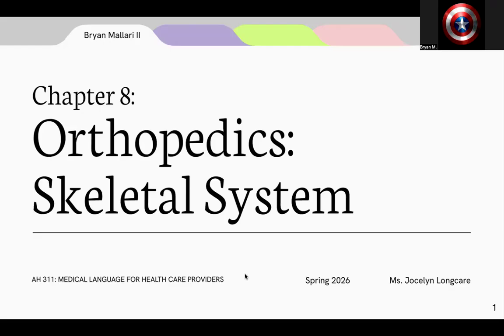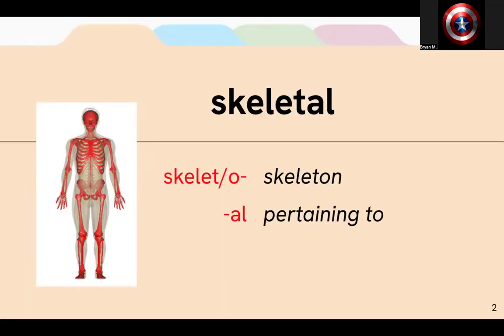All right. Hi, I'm Brian, and my presentation is about Chapter 8, Orthopedics Skeletal System. I will be discussing mostly the bones of the head, but we'll start with skeletal, from the Greek word skeletos, meaning dried up or dried body, and the suffix al, which means pertaining or relating to, which will come up in the next few terms. So, skeletal is basically just pertaining to the skeleton.